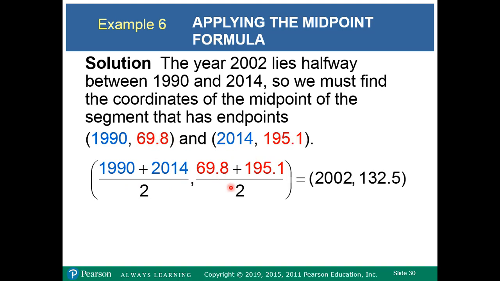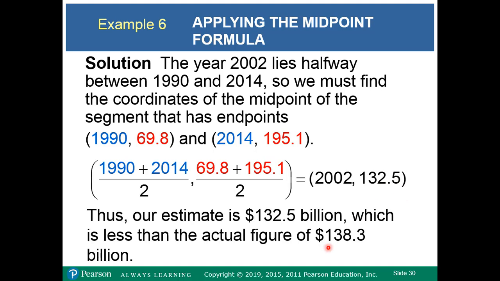And then we're going to take the midpoint of these two. So we're going to add these two and divide by 2. And we get 2002, $132.5 billion. Now let's compare that to the actual value of 2002, which was 138.3, which turns out to be less than the actual figure. Okay, so the midpoint was actually less than what the actual value was.